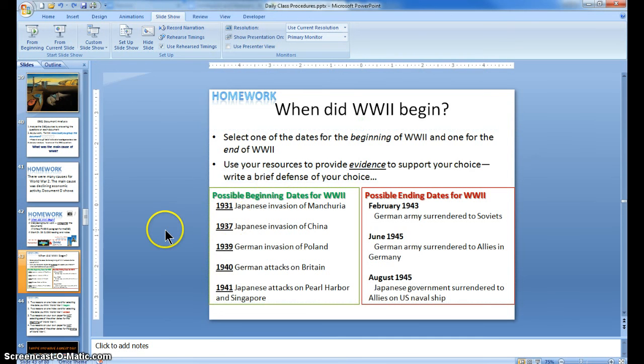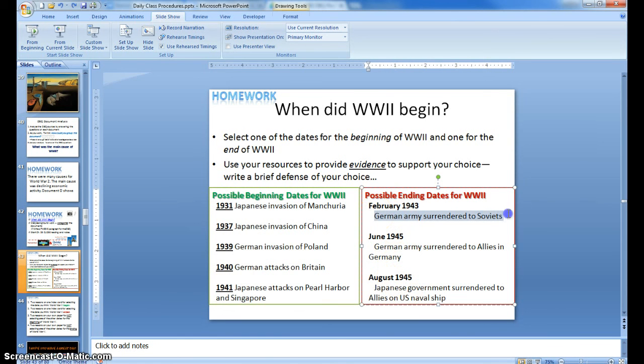Write a brief defense. It started in 1937 because it became something more than just a regional invasion like Manchuria, and it became actually one nation against another, and that is a world war. Give a definition, defense, an explanation. Provide some evidence. Why is that the year that the war began? Then pick a date for when you think it ended.